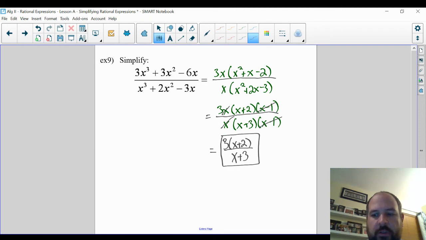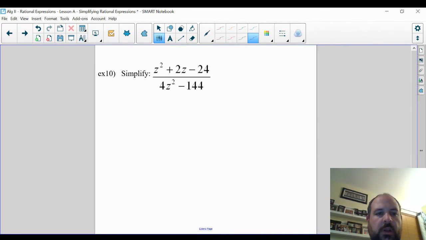All right, let's take a look at one final example. So here we have z squared plus 2z minus 24 over 4z squared minus 144. Go ahead and try this one on your own first.